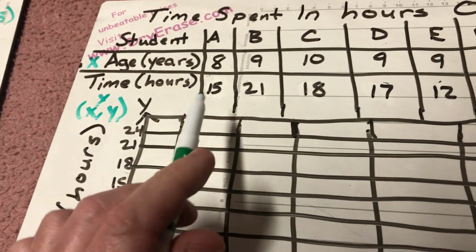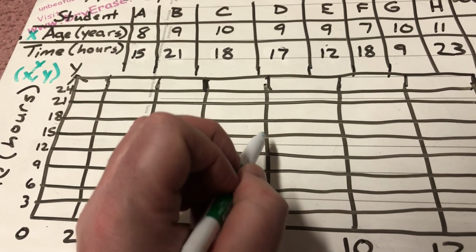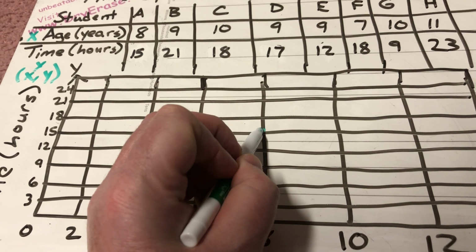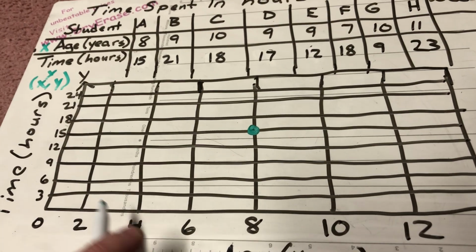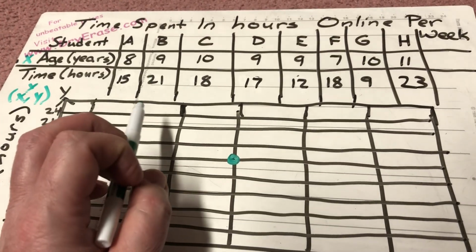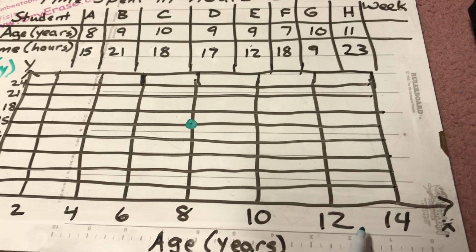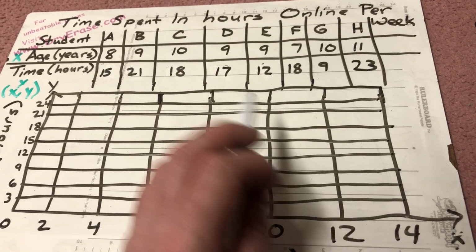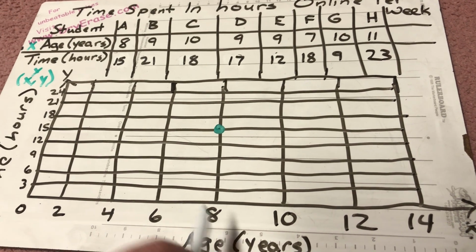So we'll kind of look up here. The first one was 8, 15. So we're going to go over to 8 on the x-axis and up to 15 on the y-axis. Now you'll notice how we had to kind of adjust based on the numbers that we needed. And we see that we went by twos. We went up to 14. We didn't need to go that high for ages, but to go a little higher is not a problem.